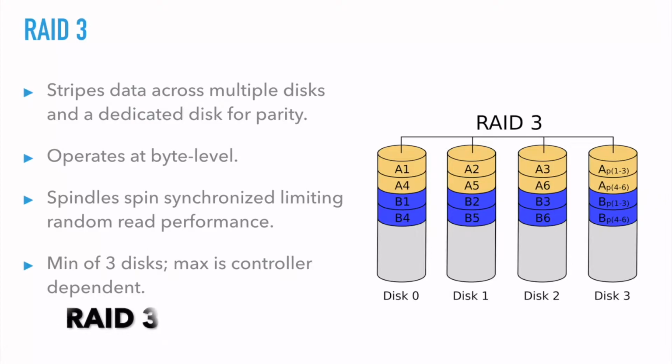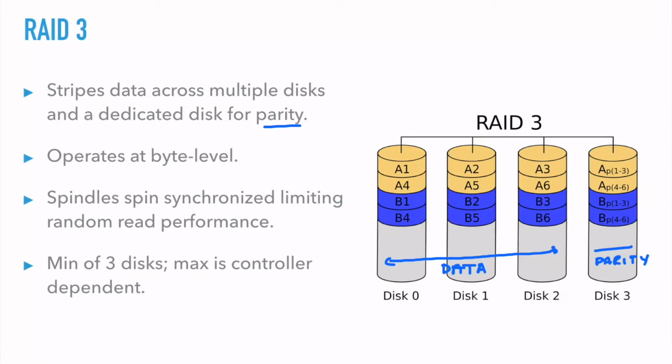RAID 3 brought in the parity concept. So what it does is it has data striped across multiple disks, and it uses a dedicated disk for maintaining the parity. It operates at byte level, and it is not a very good read performer because of the way the spindles move. They are synchronized, and that's the reason random reads are not very good. Minimum of 3 disks are required, and max is controller dependent.